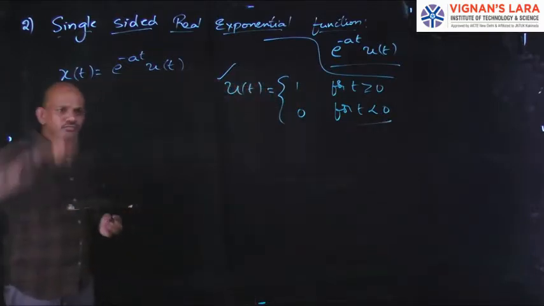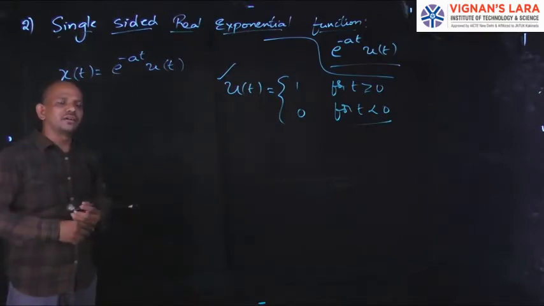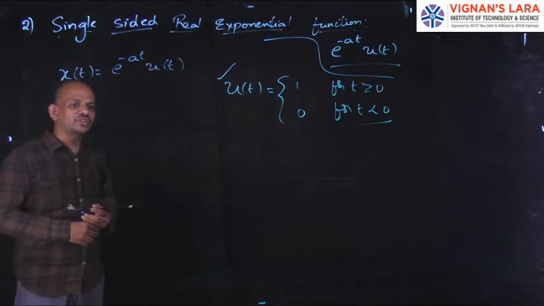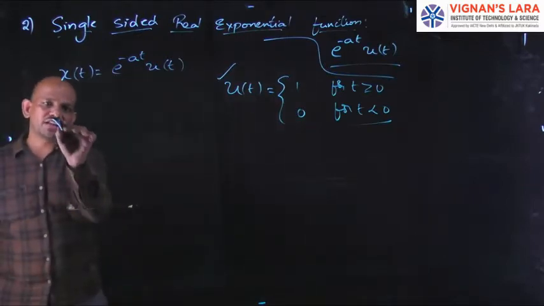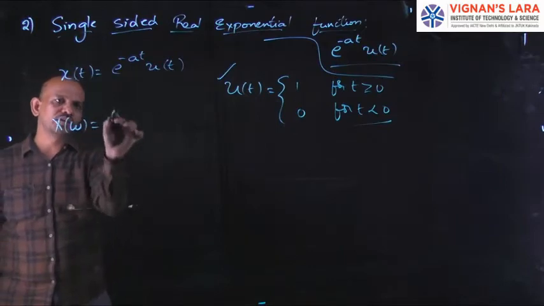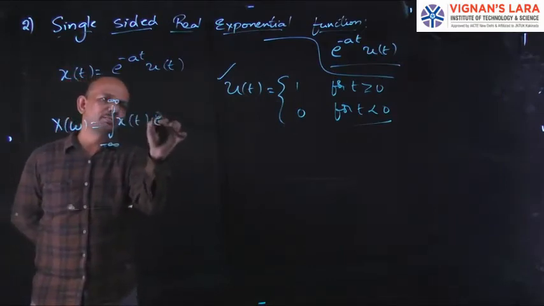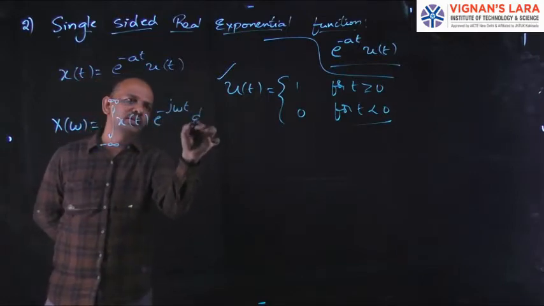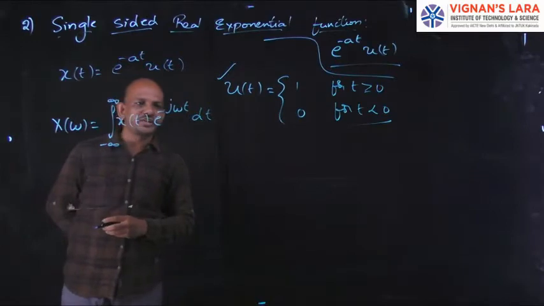Now go for the Fourier transform of the given signal, that single sided real exponential function. So what will be the Fourier transform? We all know the formula of the Fourier transform, that is X of omega will be equal to the integral from minus infinity to infinity of x of t e power minus j omega t dt. Here the signal x of t will be equal to e power minus at into u of t.